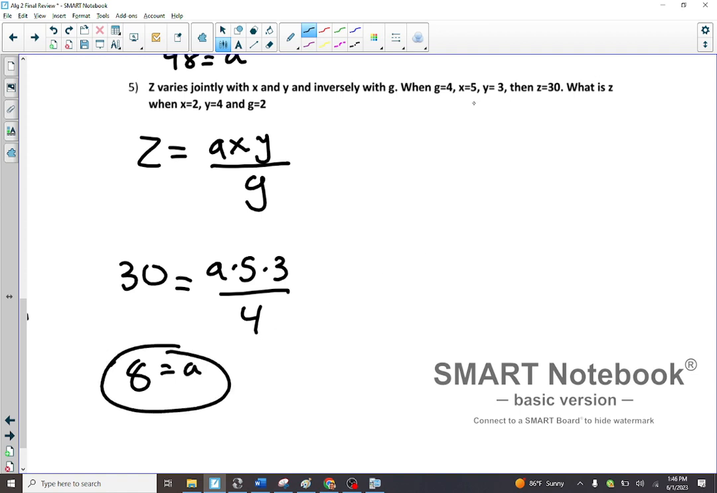So we take that a, and now we can figure out what z is when we have these parameters. So z equals 8 times 2 times 4 divided by 2. I can cancel out these 2s to make my life easier. 8 times 4, 16, 32.